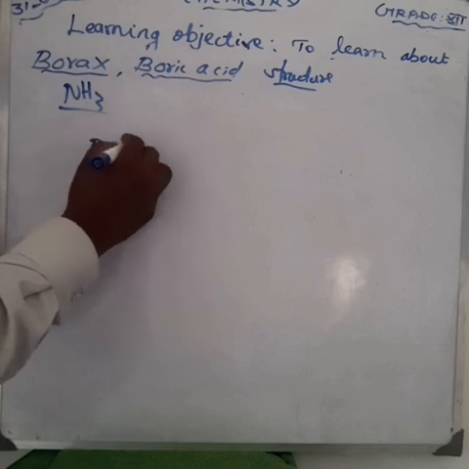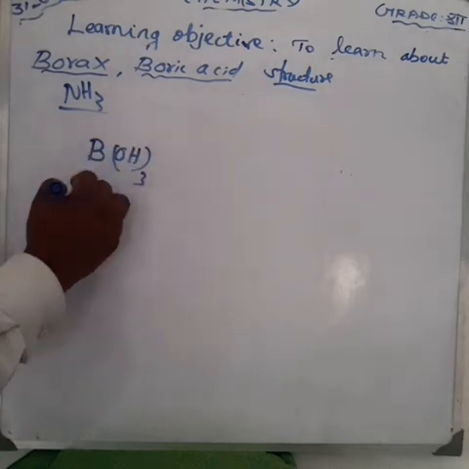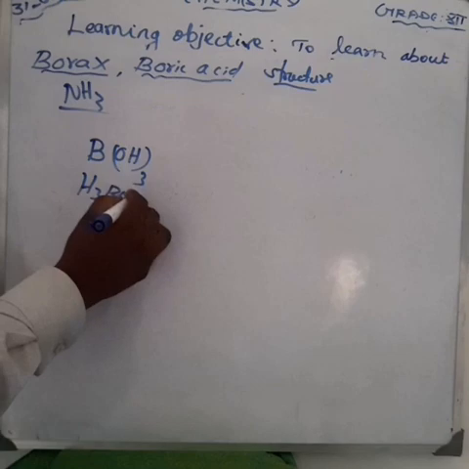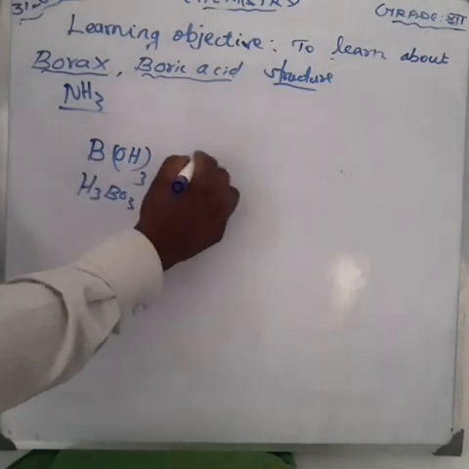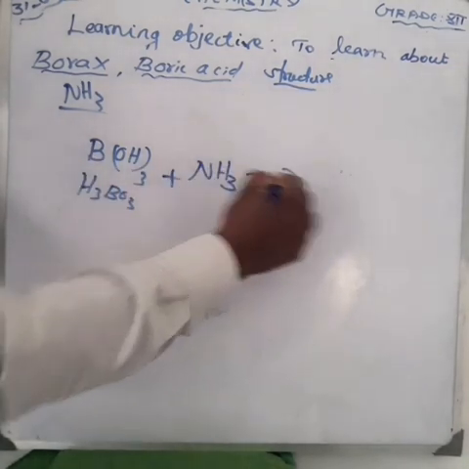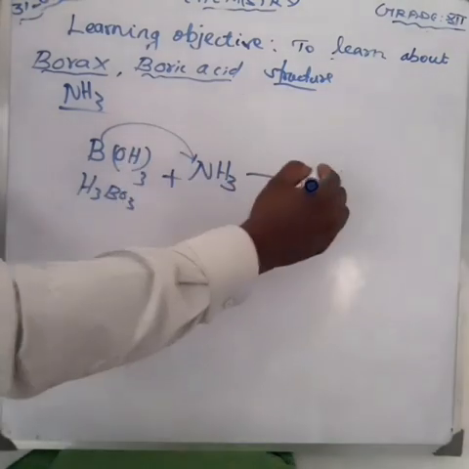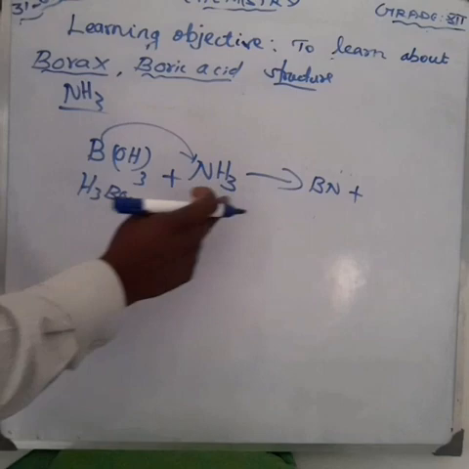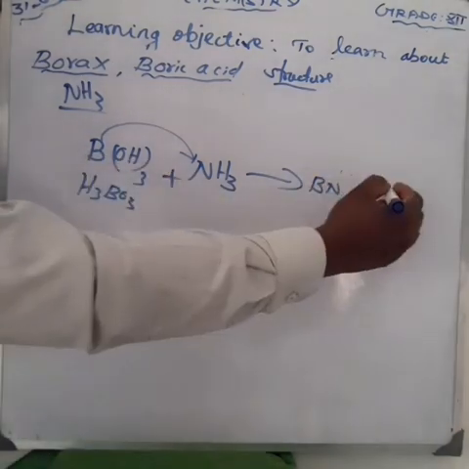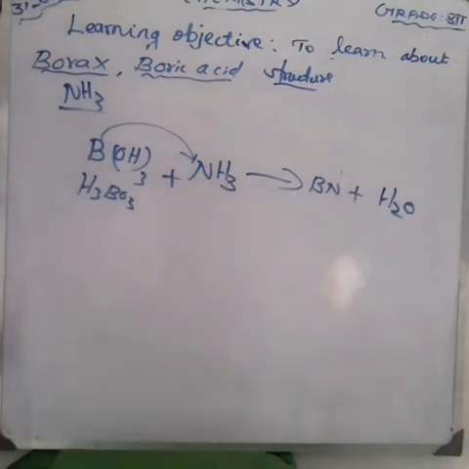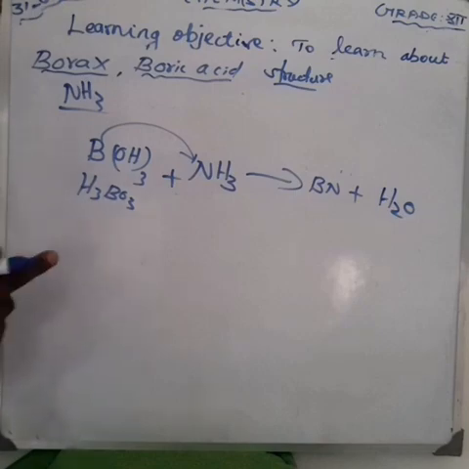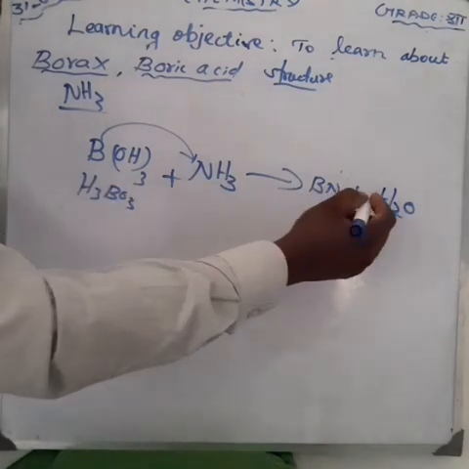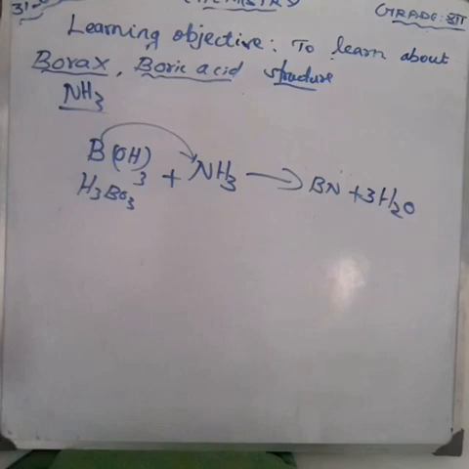Otherwise, we can write it as H3BO3. On reacting with ammonia, NH3, this boron combines with nitrogen, we get BN. Am I right? BN plus this hydrogen, oxygen, hydrogen, we get water molecules, H2O. How can you balance the equation? Here having 3, here having 3. 3 plus 3 is 6. So if you are adding 3 here, the equation is balanced. Am I right? Yes or no?